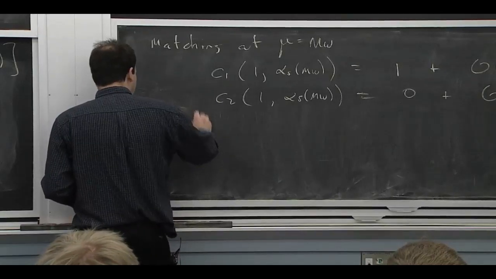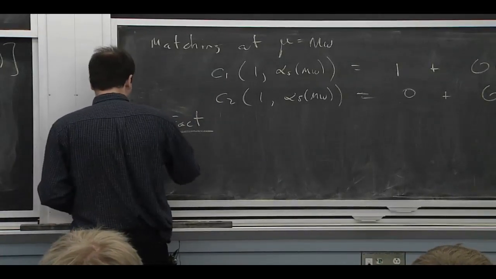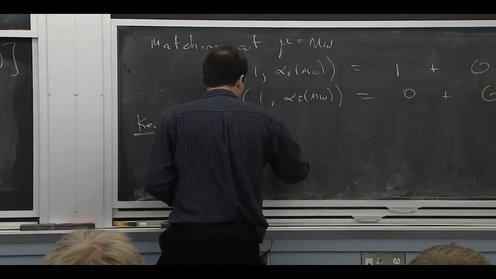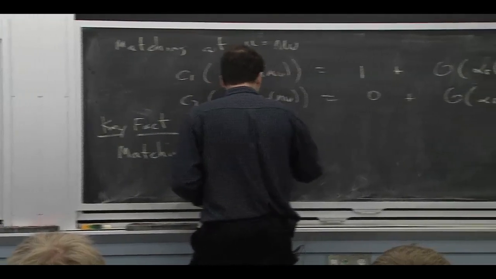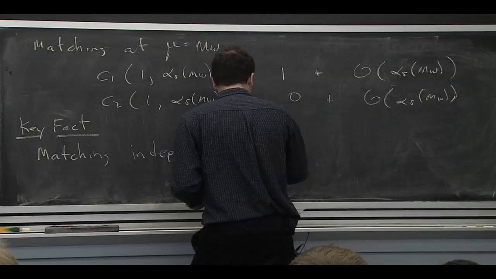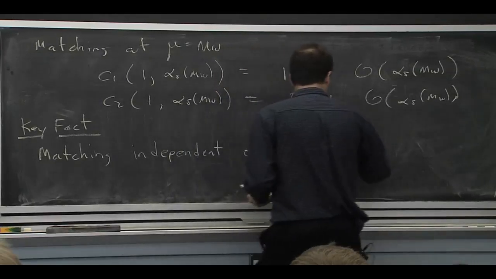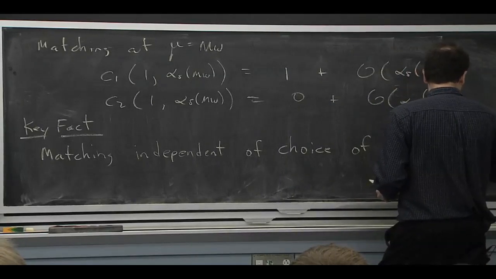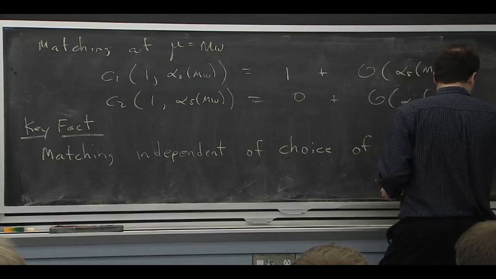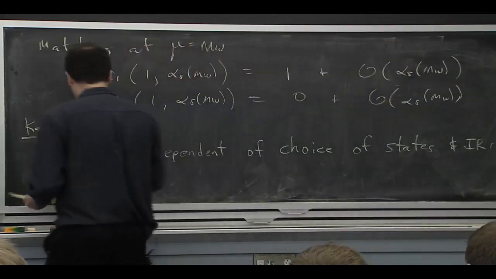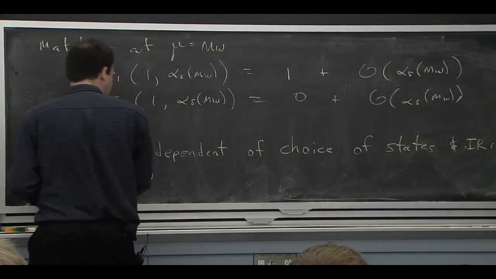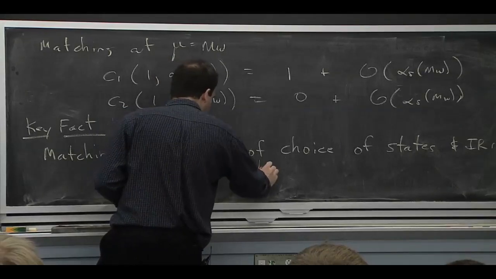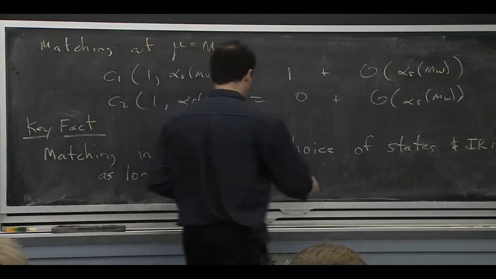So there's a key fact about matching, which is important. One of the things I wanted to emphasize to you is that it doesn't depend on what states you pick. It's independent of the choice of states, and it's independent of the IR regulators that you pick. So when you do matching, you often pick some IR regulators to regulate IR divergences. And the only thing you have to do is pick the same states and same IR regulators in the two theories. And once you do that, your results for your coefficients will be independent of the choice you made.